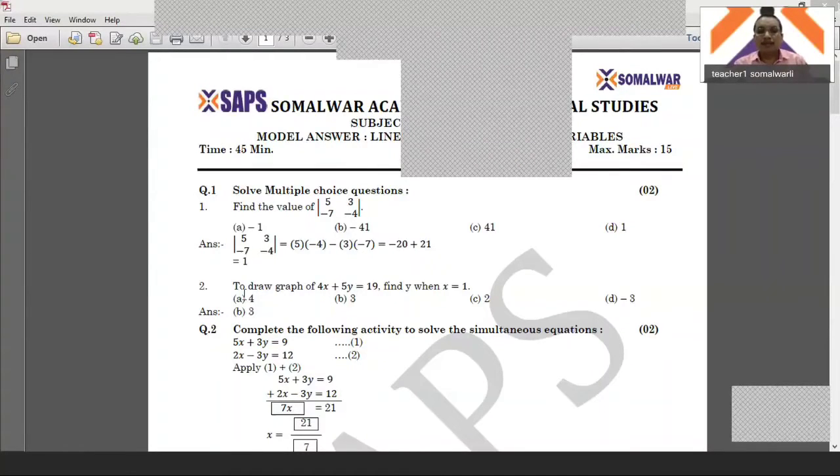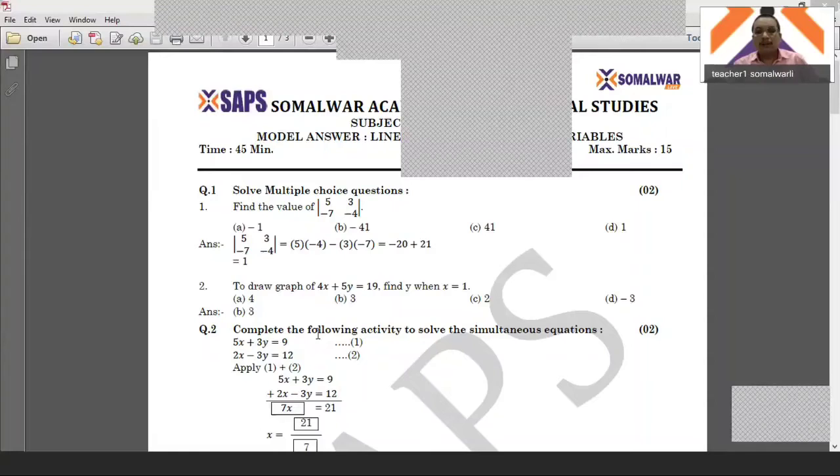Coming to the second, to draw the graph of 4x plus 5y is equal to 19, find y when x is equal to 1. So when x is equal to 1, if you put the value of x is equal to 1 in this equation, it gives 4 into 1, 4. This 4 will go to the right side, the sign will change, plus changes to minus. So 19 minus 4 gives 15. So we got 5y is equal to 15. So y is equal to 15 upon 5, that is equal to 3. So the correct answer is 3. B option is the correct answer.